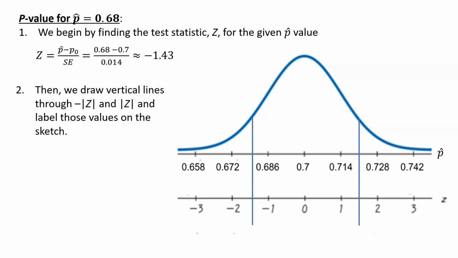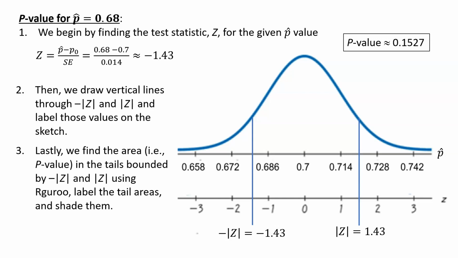The next step is to draw vertical lines through negative absolute value of the test statistic value and the absolute value of the test statistic value, and then label those values on the sketch using the absolute value notation to do so.